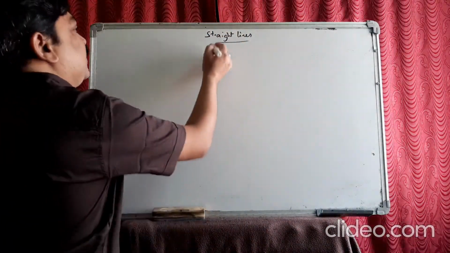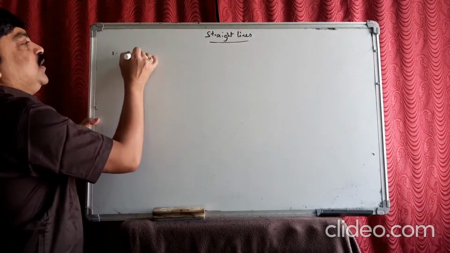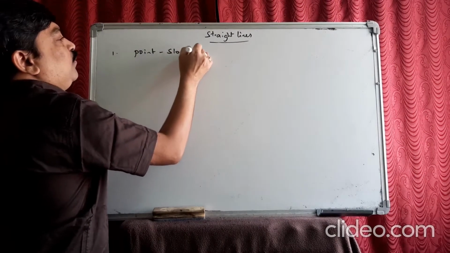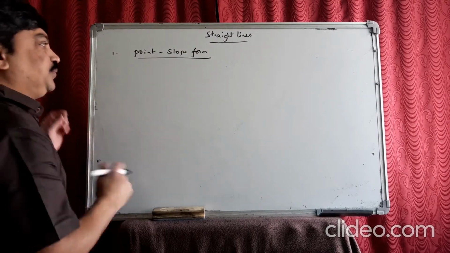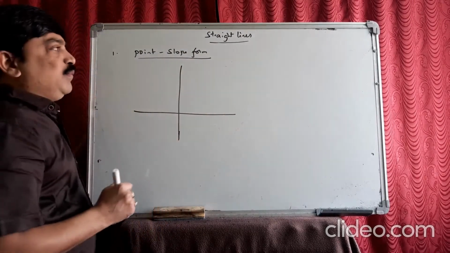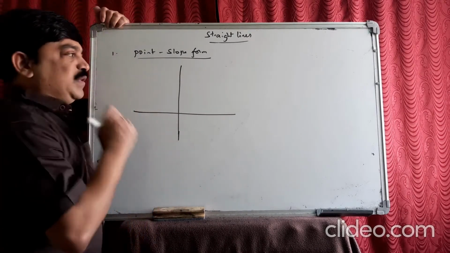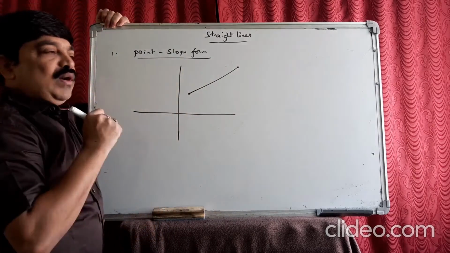So generally, for the equation of a straight line, the first form is point slope form. How does the equation of this line look? See the coordinate axis, suppose this is the coordinate axis. In point slope form, a point and a slope are available to you. Suppose this is your required line.